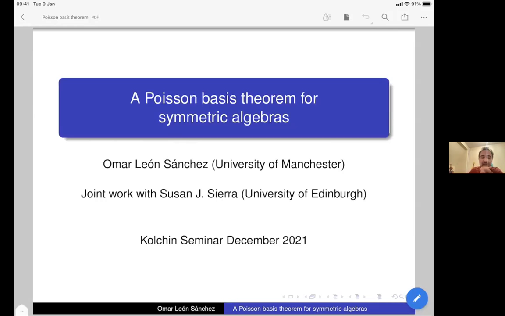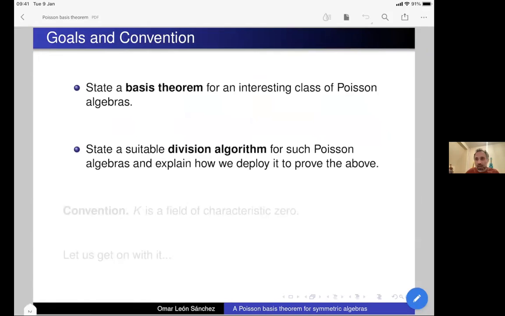So the aim of the talk is to talk about this Poisson version, or Poisson basis theorem, that is probably quite well known to everyone here, which is the analog somehow of a differential basis theorem. This is joint work with Sue Sierra from Edinburgh. So the goals for the next 38 minutes are to state a basis theorem for Poisson algebras. Part of the tools that we had to develop for this basis theorem, it's not surprising, is some sort of elimination algorithm, some division algorithm. This is usually how it goes when you want to prove some form of Noetherianity in some polynomial rings. We'll also state this division algorithm for certain families of Poisson algebras. Those are the goals. And the convention is that for me, K is a field of characteristic zero throughout. Okay, let's get on with it.